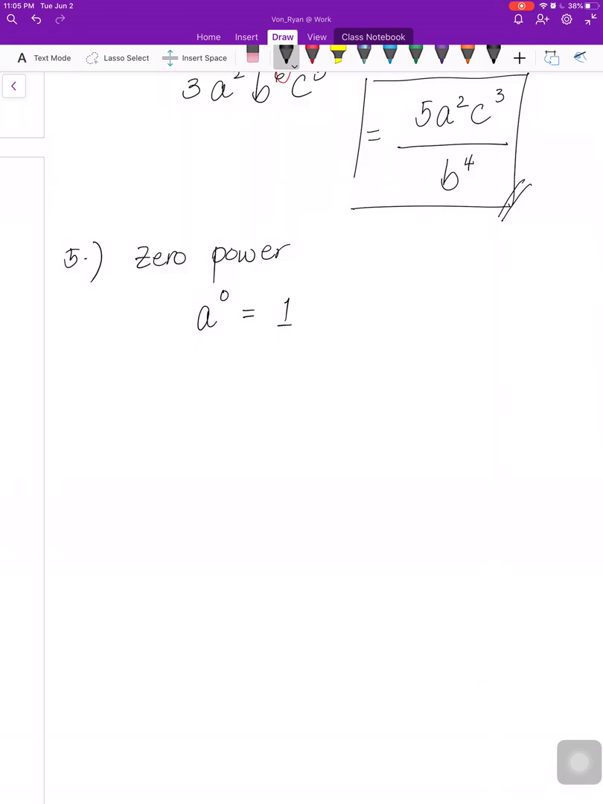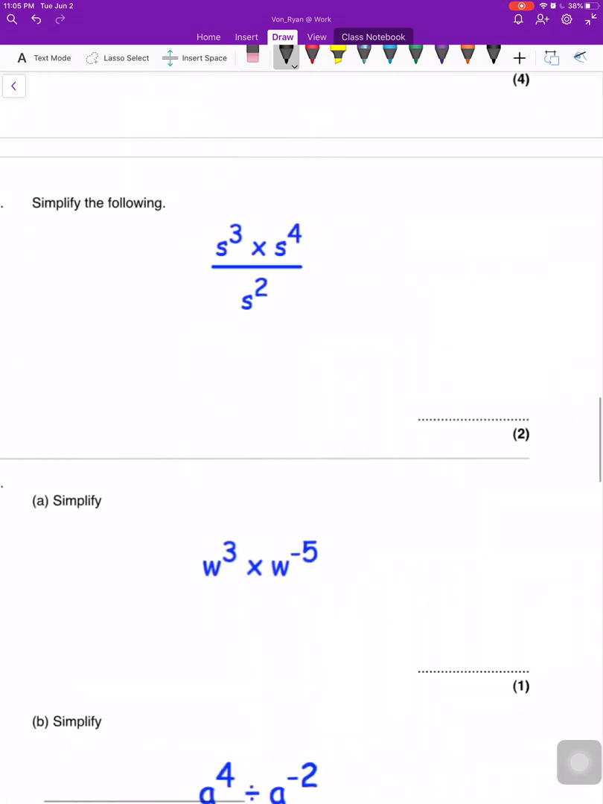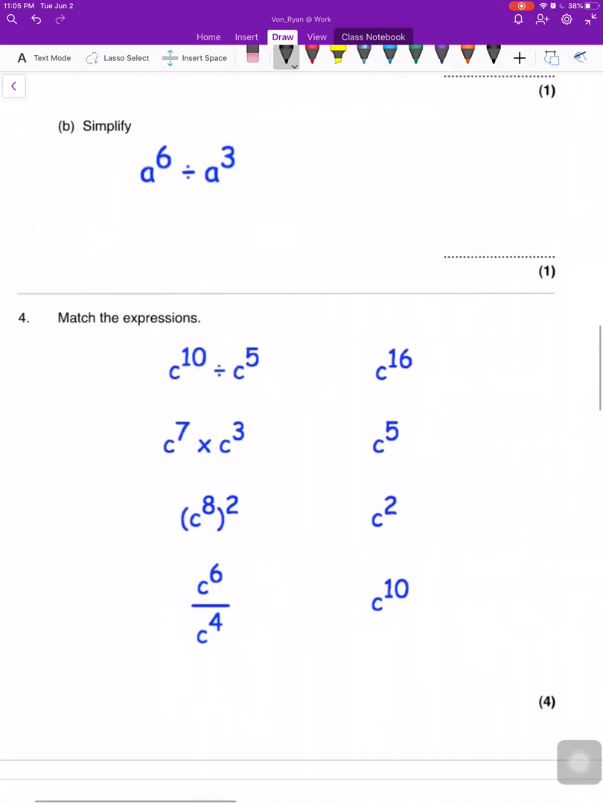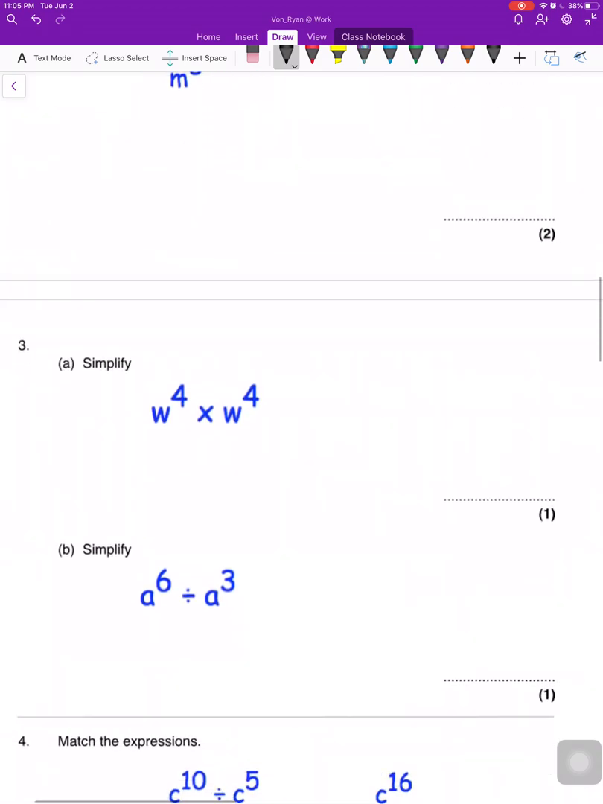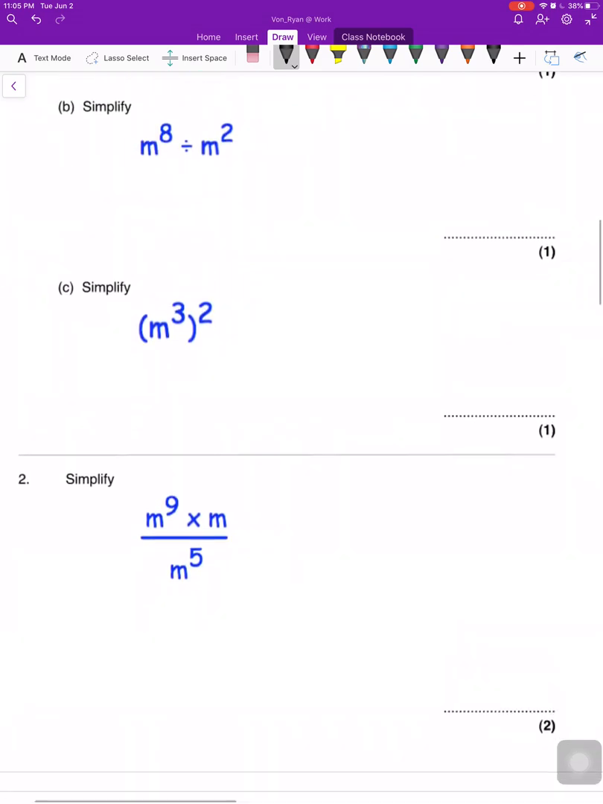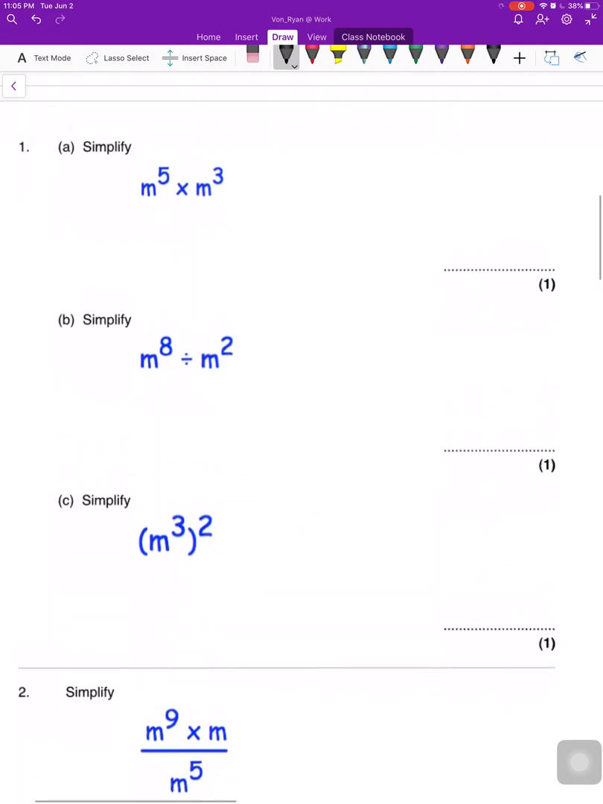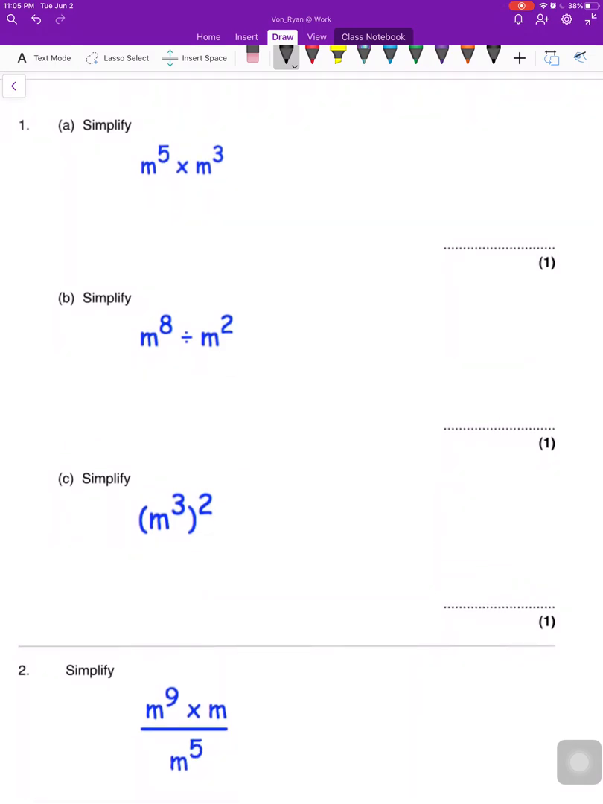Right, so let's try it on several examples here. Let's work on this. You have m raised to 5 times m raised to 3. So there is an application of product of powers again. That's going to be m raised to 5 plus 3. So the answer is m raised to 8.